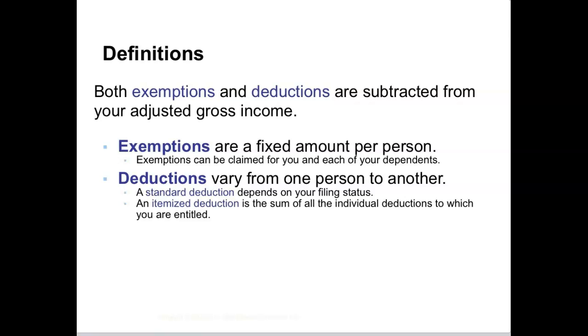And then deductions will vary from one person to another. And you can choose one of two things. You can take what's called the standard deduction, and that'll be a fixed amount and depend on your filing status. And by filing status, I mean you will file as single or married filing jointly. All of you would be filing as single. Or if you don't choose the standard deduction, you can do an itemized deduction, and you'll have a list of individual deductions that you'll add up. But you only get to do one or the other.